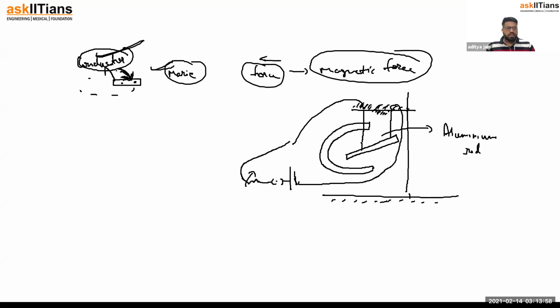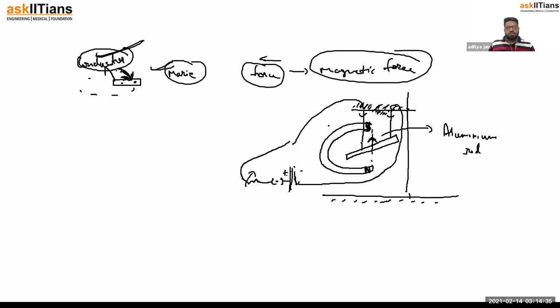So what can I say? If the direction of the field is to be upward, this will be the North Pole and this will be the South Pole. Just above the rod, the South Pole was placed, and below the rod, the North Pole was placed, so that the direction of the magnetic field is from North to South Pole, in the upward direction. When we switch on the circuit, current will flow. Suppose current is flowing in this direction.